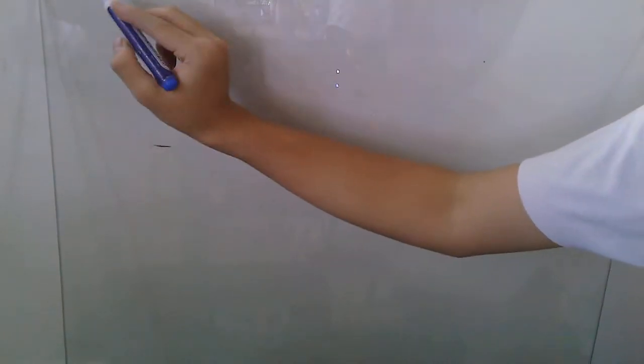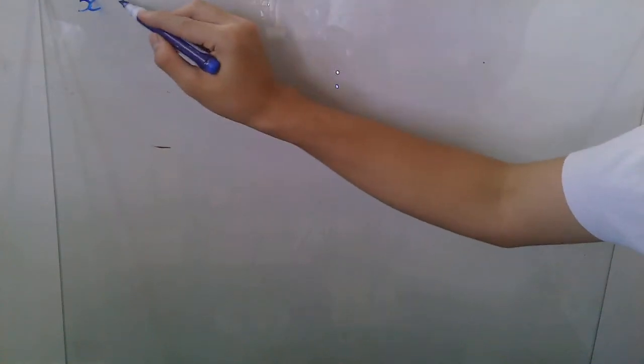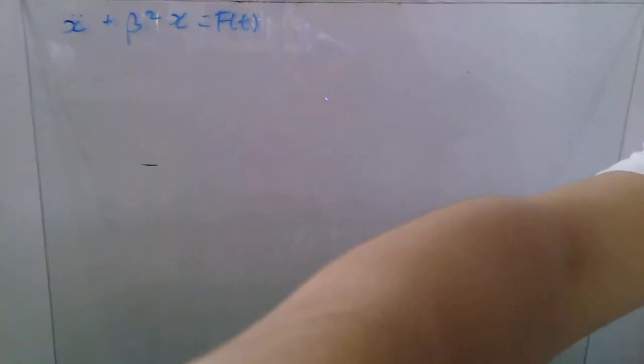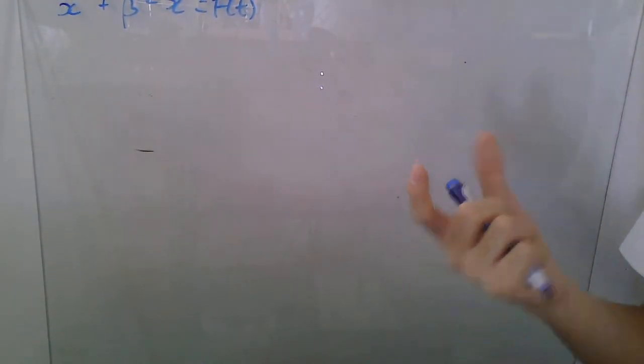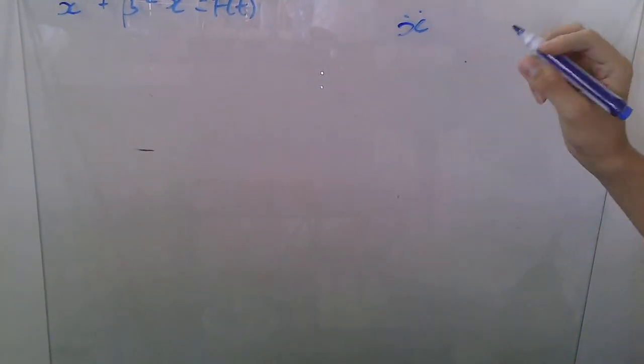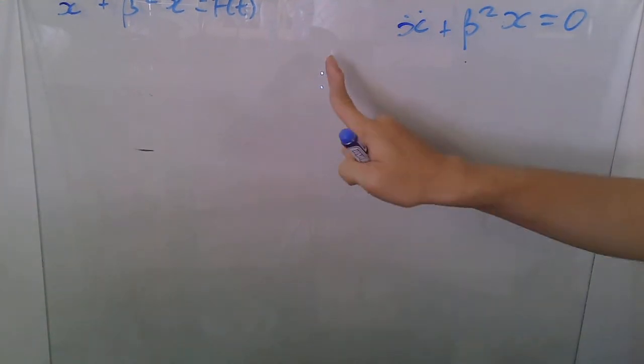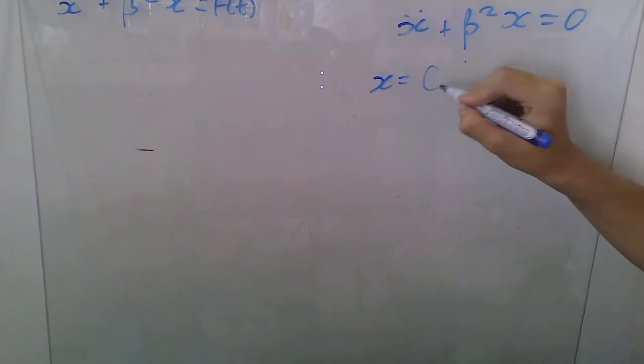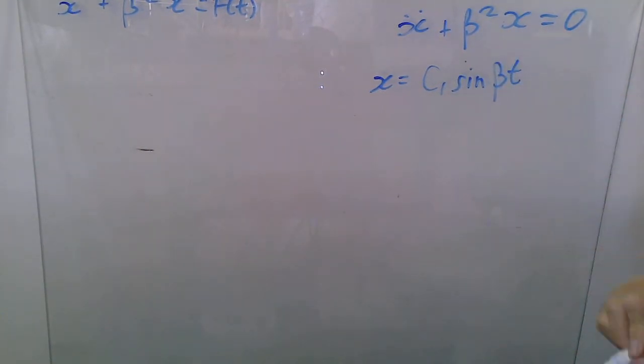We know we can assign a complementary function to our differential equation x double dot plus beta squared x equals f of t. We know that the first two trigonometric functions, sine and cosine, satisfy the equation x double dot plus beta squared x equals 0, and thus we arrive at our answer: x equals c sub 1 sine beta t plus c sub 2 cosine beta t. So we've arrived at this solution to the system, and you can check that for yourself.